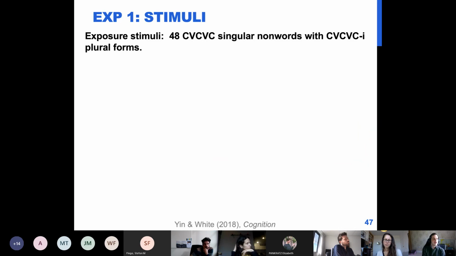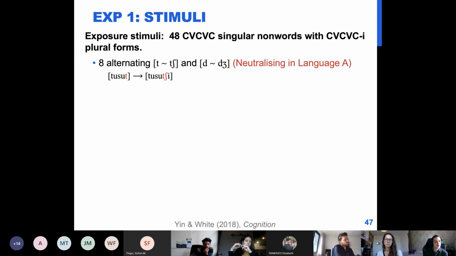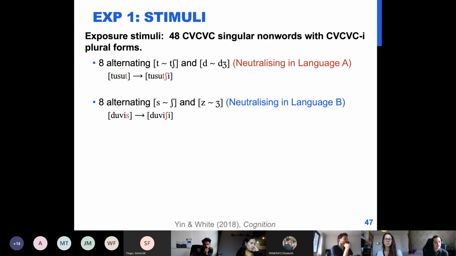Okay, so here's what we did. We exposed them to some singular nonwords and plural forms ending in i. So all of them had some alternating ta, cha, and da, ja cases. So tasut, tasuchi, for instance. These cases were neutralizing in language A, but not language B. They had some cases like duvis, duvishi. These were neutralizing in language B, but not language A.